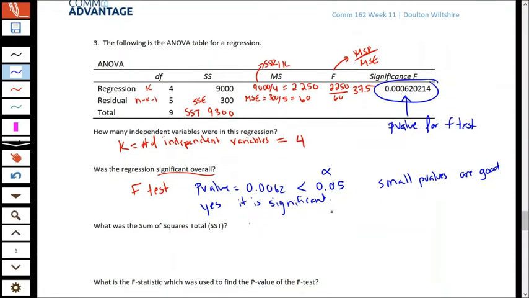Our sum of squares total, our SST, is just our SSR plus SSE. You can memorize that formula, but then you also have to memorize what each of those things are. I just like to eyeball the chart. Hey, that bottom row is equal to the first two added together. So that's that 9,300.